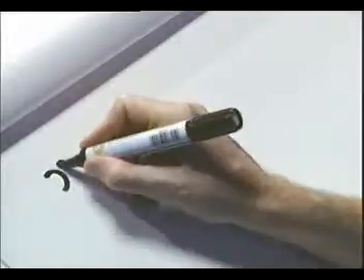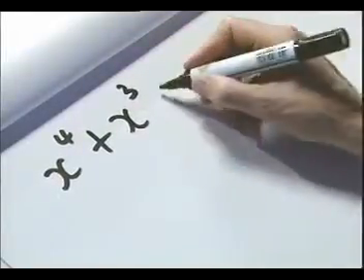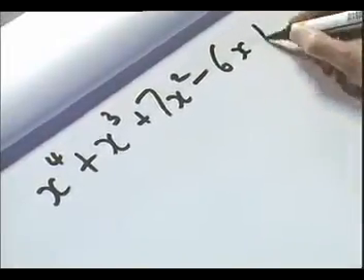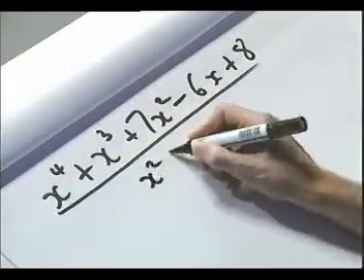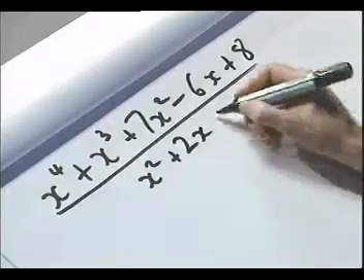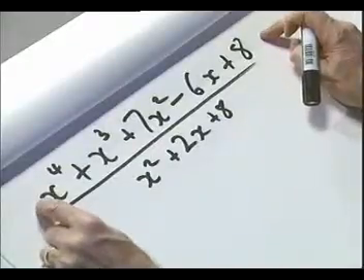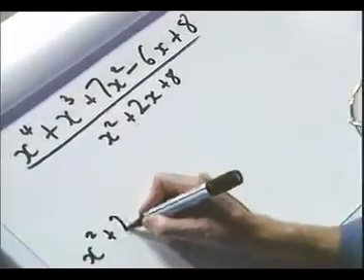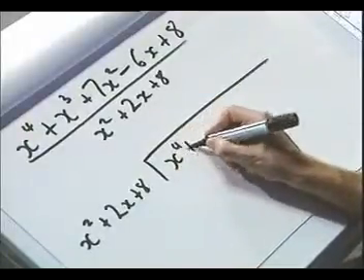Let's take another one. So we'll take x to the 4th plus x cubed plus 7x squared minus 6x plus 8, divided by, or all over, x squared plus 2x plus 8. So this is what we're dividing by, and this is what we're dividing into. It's not immediately obvious what the answer is going to be. Let's have a look. x squared plus 2x plus 8 into all of this.